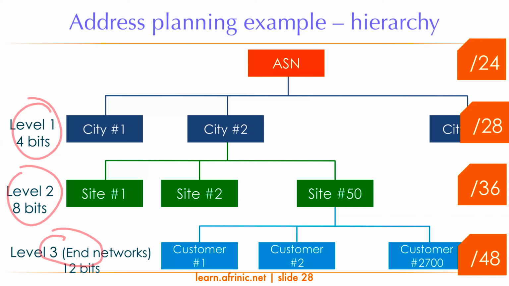And then in the cities, we have sites. So to accommodate the sites, because we said the largest city had 50 sites, we needed 8 bits to do that. So per site, the prefix length is going to be a /36. Each site is going to get a /36. Then in each site, for you to allocate a customer a prefix, we need 12 bits so that each of the customers can have a /48.